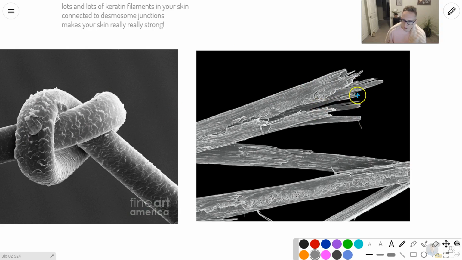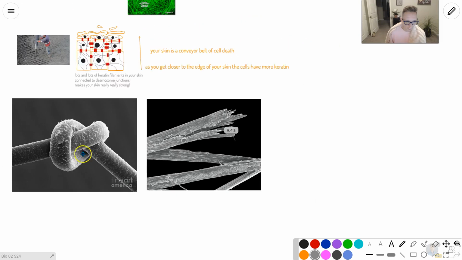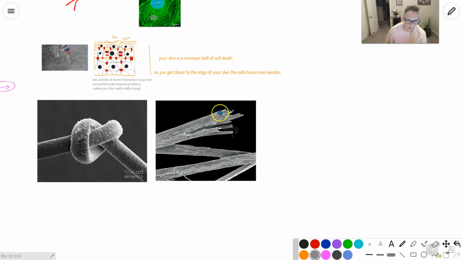But you just look at the difference in these. These split ends, dried out split ends versus these supple keratin filaments. Okay, now let's move on to microtubules.